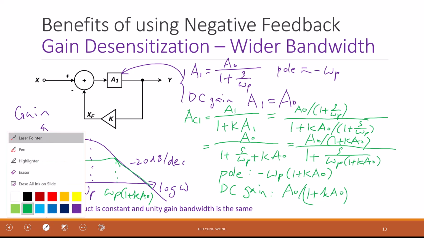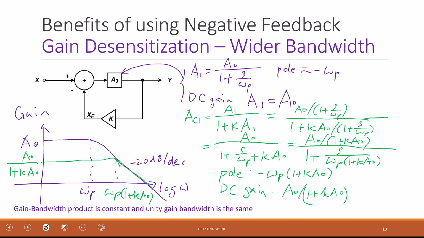But particularly if you look at the product of the bandwidth and the gain, before it was A0 times omega p. Before feedback, this is no feedback, correct? But now with feedback, what is that? It is A0 divided by 1 plus KA0 as the gain. But the bandwidth becomes omega p times 1 plus KA0 as the bandwidth. They are the same, right? This is with feedback, right? So this is the so-called gain bandwidth product is constant.